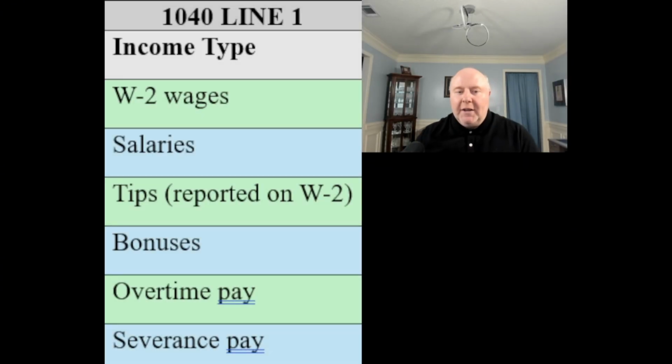So when we're looking at line 1, like I said, this is W-2 driven. Here's what you're looking at. You're looking at your W-2 wages, just your normal wages, but it's going to include things like salaries. You're going to have your tips, the tips that are reported on the W-2 are going to go here as well. You're going to have bonuses, overtime pay, and severance pay.